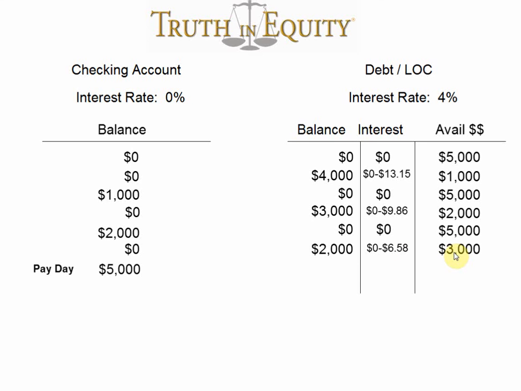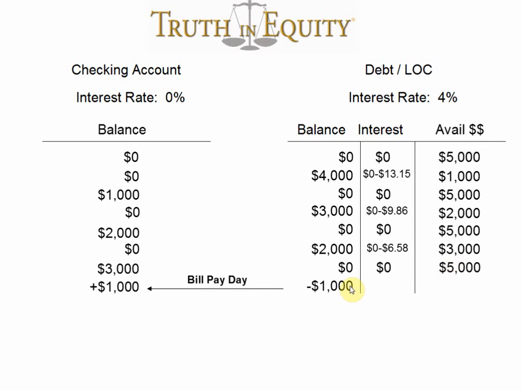Payday comes again. We pay off the $2,000, leaves us $3,000 in our checking account, and zeroes out our line of credit. Bill payday comes again. We only pulled $1,000 out of the line because we already have $3,000 in the checking. Gives us our $4,000 to pay bills. We pay our bills, zero out the checking account. And now we paid off $4,000 worth of our debt. $1,000 balance, maximum interest, $4,000 available, and we've accumulated $3,000 in our checking account.